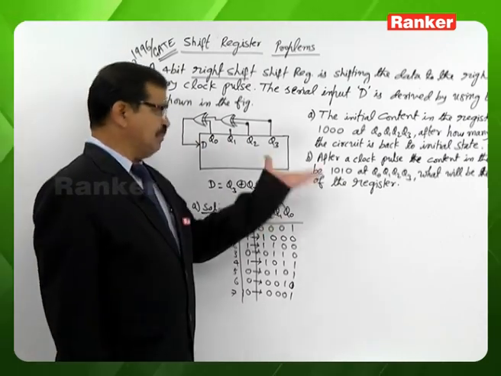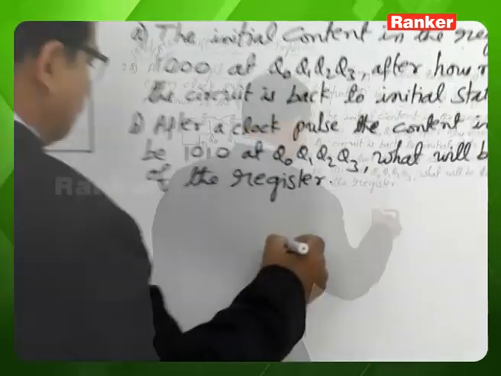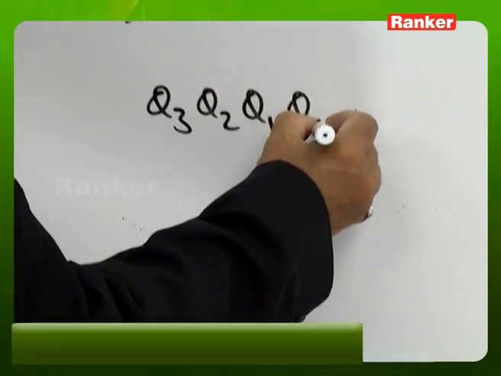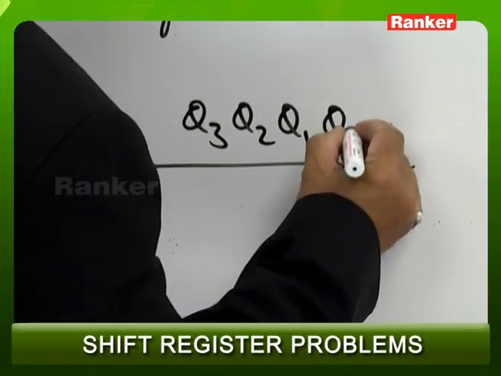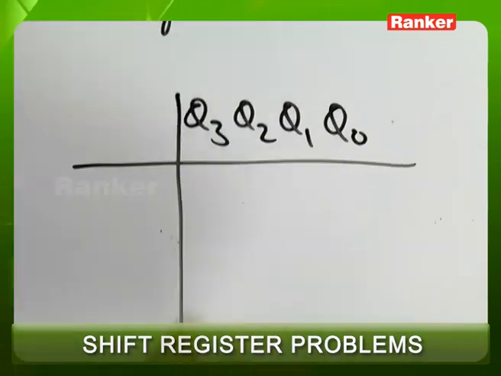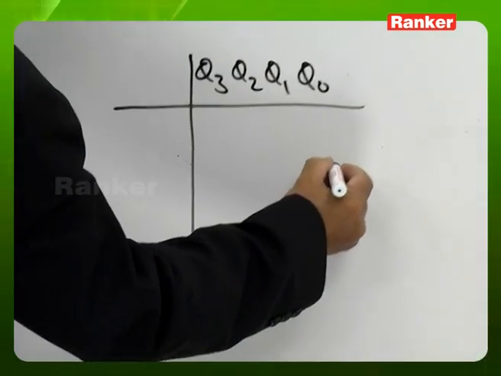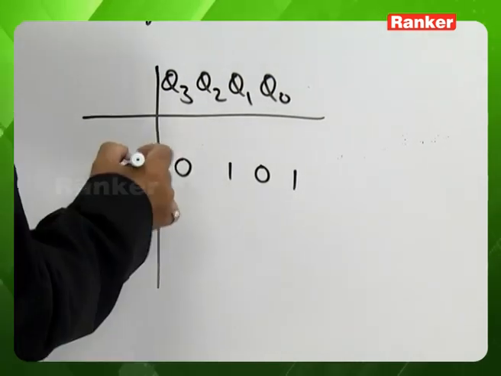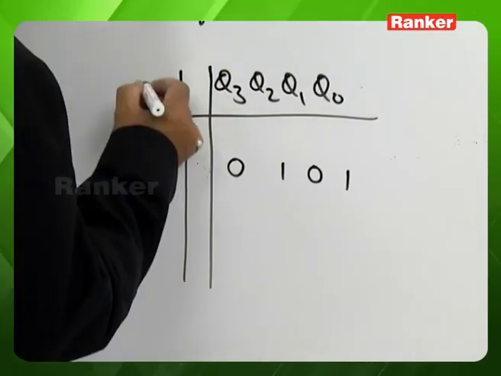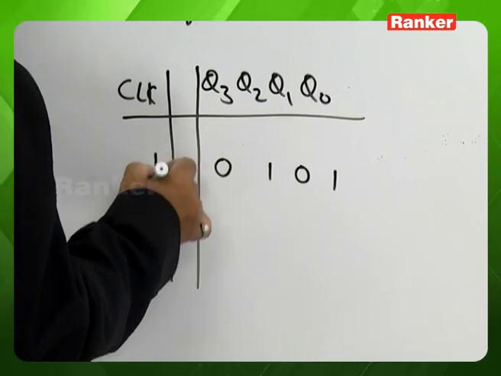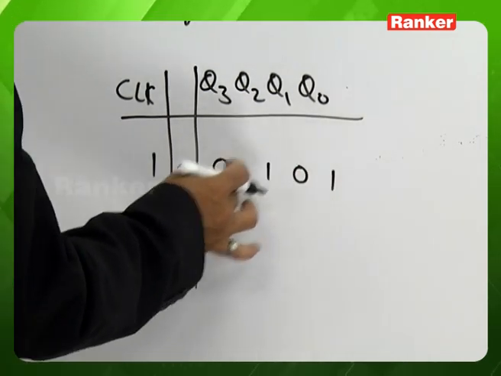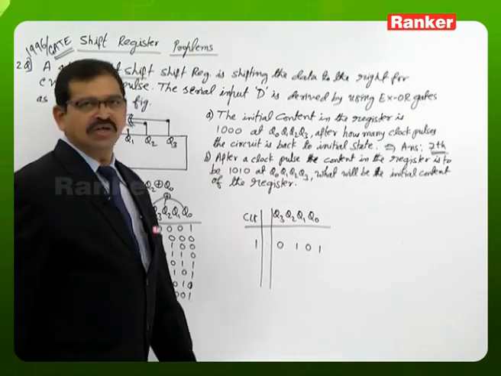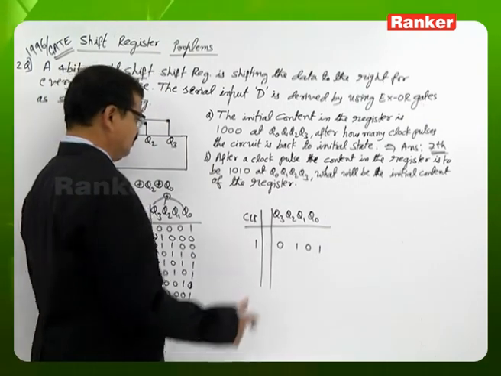Okay, coming to the B bit. Based on the question description, after a clock signal, we want the content in the register to be 1010 at Q0, Q1, Q2, Q3. What will be the initial content of the register is the question.